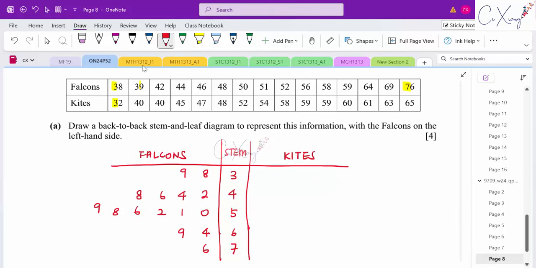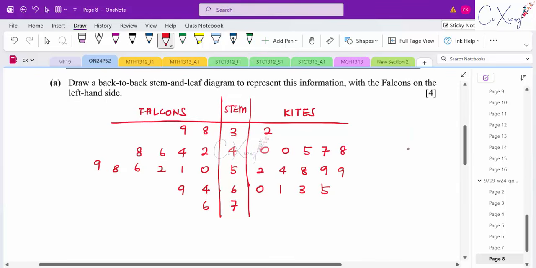Then for the Kites also, you plug in all the values. So 32, 40, and 40 you have to put in twice, 45, 47, 48, then 52, 54, 58, 59, 59. Where there is a repeated number, you have to put it twice. Then 60 is a 6 already, so 60 is here, 61, 63, 65. When you want to form this back-to-back stem plot, it is not too hard because the data has been arranged from the smallest value to the largest value.